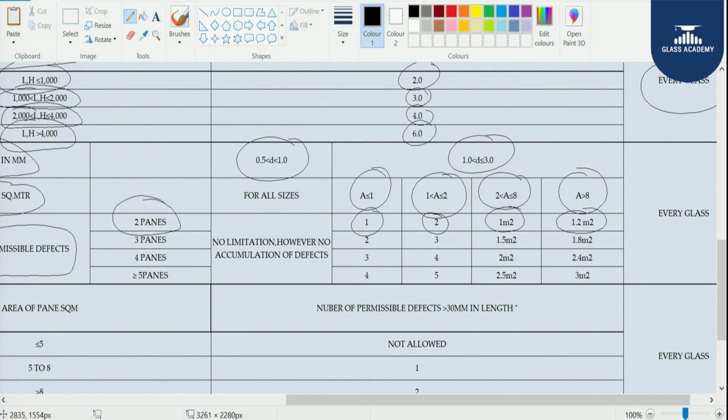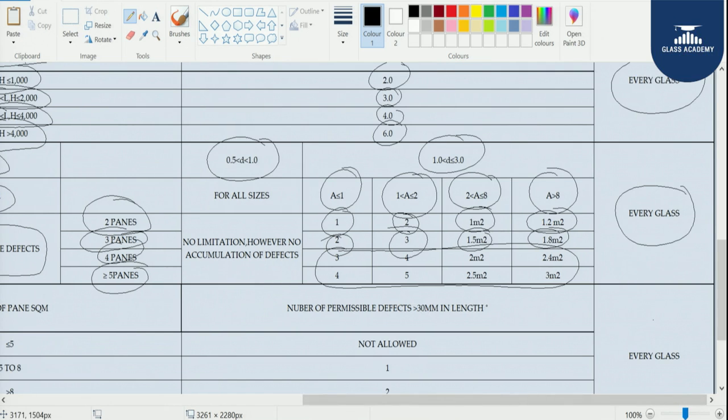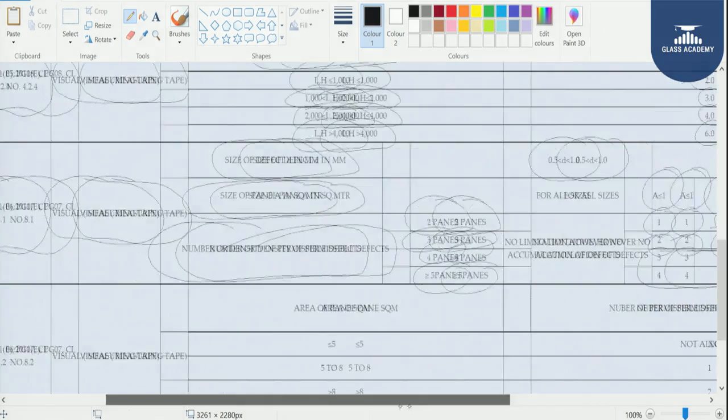In a similar way, when the lamination is done with the help of 3 panes and the area of the laminated glass is less than 1 square meter, then 2 spot defects are allowed. If the area is between 1 to 2 square meter, 3 spot defects are allowed. If the area is between 2 and 8, 1.5 per square meter is allowed. And if it is more than 8 square meter, 1.8 per square meter is allowed. In a similar way, for 4 panes and 5 panes also we can understand these values. And for the frequency of testing, this spot defect shall be measured for every glass.